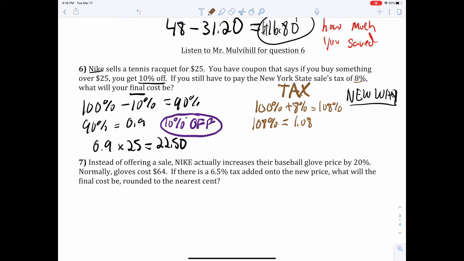And then we're going to do 1.08 times the amount you're paying for. You're not paying for 25. You're paying for that amount now. So times $22.50. Hopefully that's clear. That's the price you're paying. So 1.08 times 22.5 will give us 24.3 as our final amount.